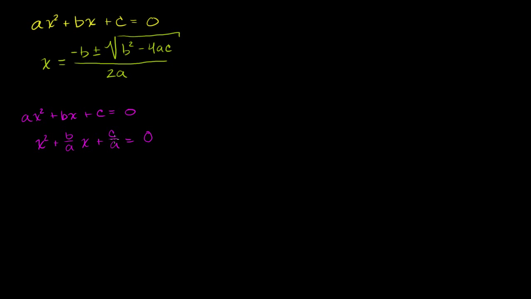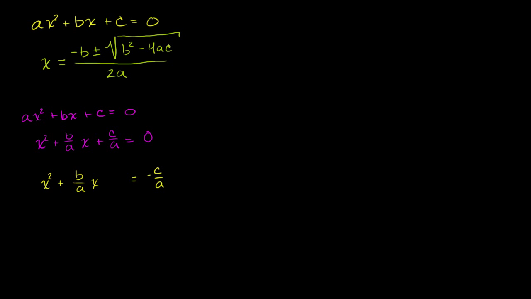Now we want to, well, let me get the c over a term onto the right-hand side. So let's subtract c over a from both sides. And we get x squared plus b over a x plus, well, I'll just leave a blank there because this is gone now. We've subtracted it from both sides, is equal to negative c over a. And I left a space there so that we can complete the square.